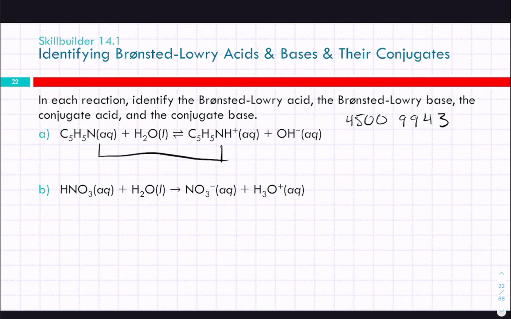So yeah, this is going to be a base. So then is water an acid or a base? Yeah. Acid. Okay. So then C5H5NH plus would be conjugate acid or conjugate base. Maybe this isn't going to work to use it like this. Yeah, that's going to be our conjugate acid. And then OH minus will be the only thing that we have left, our conjugate base.